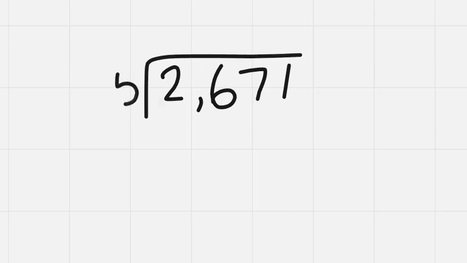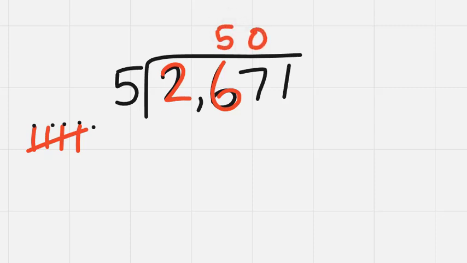Our next problem is 2,671 divided by 5. We're going to begin by looking at the first number, which is 2. 2 is less than 5, so we should look at the number next to it, which is 6. We're going to count by 5 to get as close as we can to 26 without going over. Let's count. 5, 10, 15, 20, 25, 30. 30 is too high, so we stop at 25. That's 1, 2, 3, 4, 5. We'll put the 5 directly above the 26 with 2 zeros, and then we multiply.